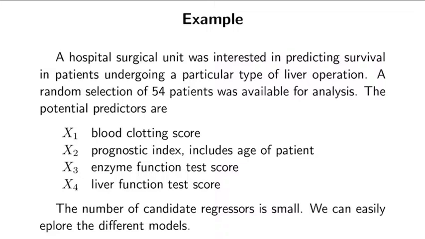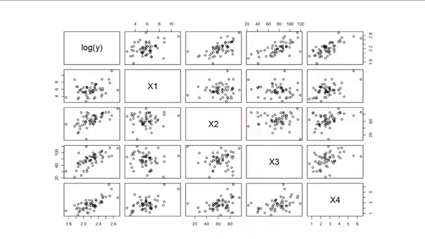Okay, but here, of course, the number of candidate regressors is small because we only have 4 of them. So when you take a look at what I have now, this is generating what we call a scatter plot. This is a scatter plot matrix, where you basically have a pairwise comparison of the relationship between any two variables.